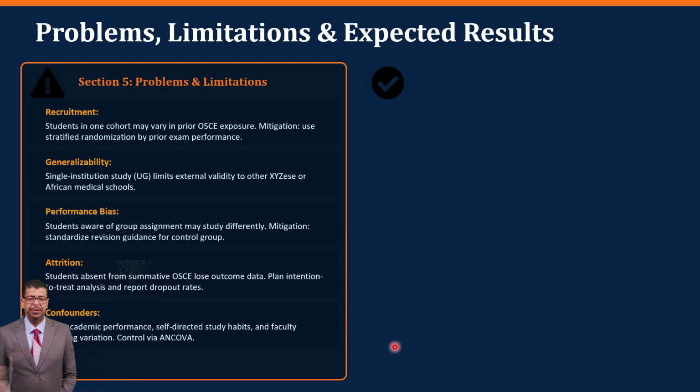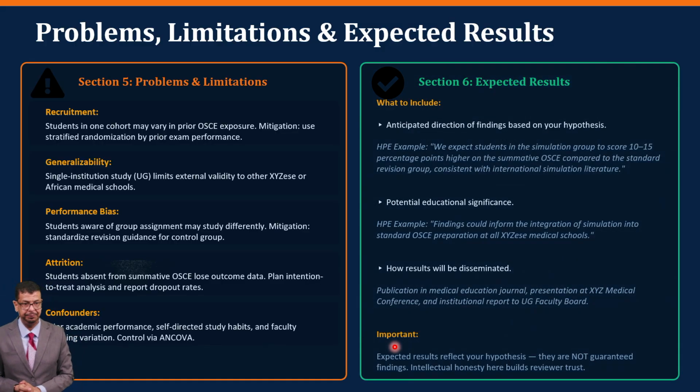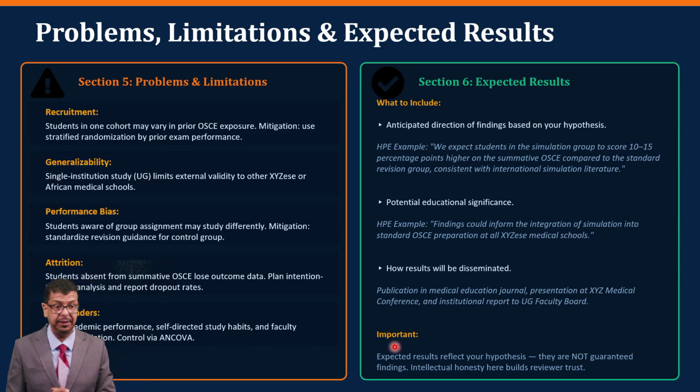It's very important to report the potential limitations when writing your proposal. This could be limitations for recruitment or generalizability for a single-center study, any bias, any possible attrition, or any confounding factors, and we will talk about these variables clearly, but the limitations should be considered in your proposal. Also, what is the expected result from doing this research, the anticipated directions of the findings based on the hypothesis, the potential educational significance, and how the results will be disseminated.